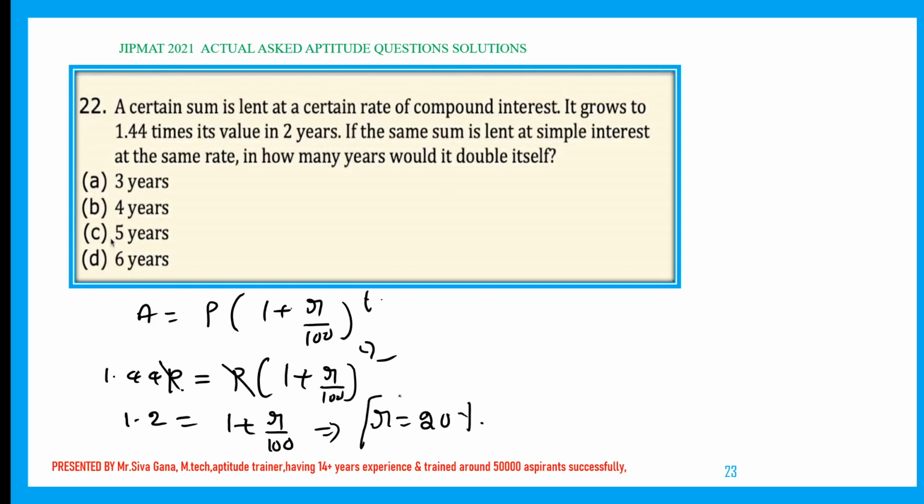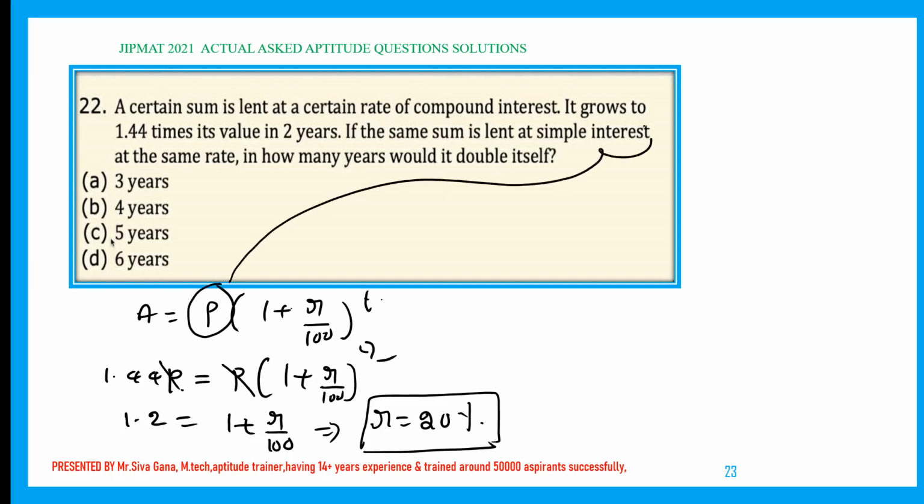Now with the same rate of interest, the same principal amount, now simple interest, how many times will it be doubled? Now amount should be doubled, which means my principal has to be doubled. So amount is 2P if the principal is P. Sorry, blunder. Amount is equal to principal plus SI.